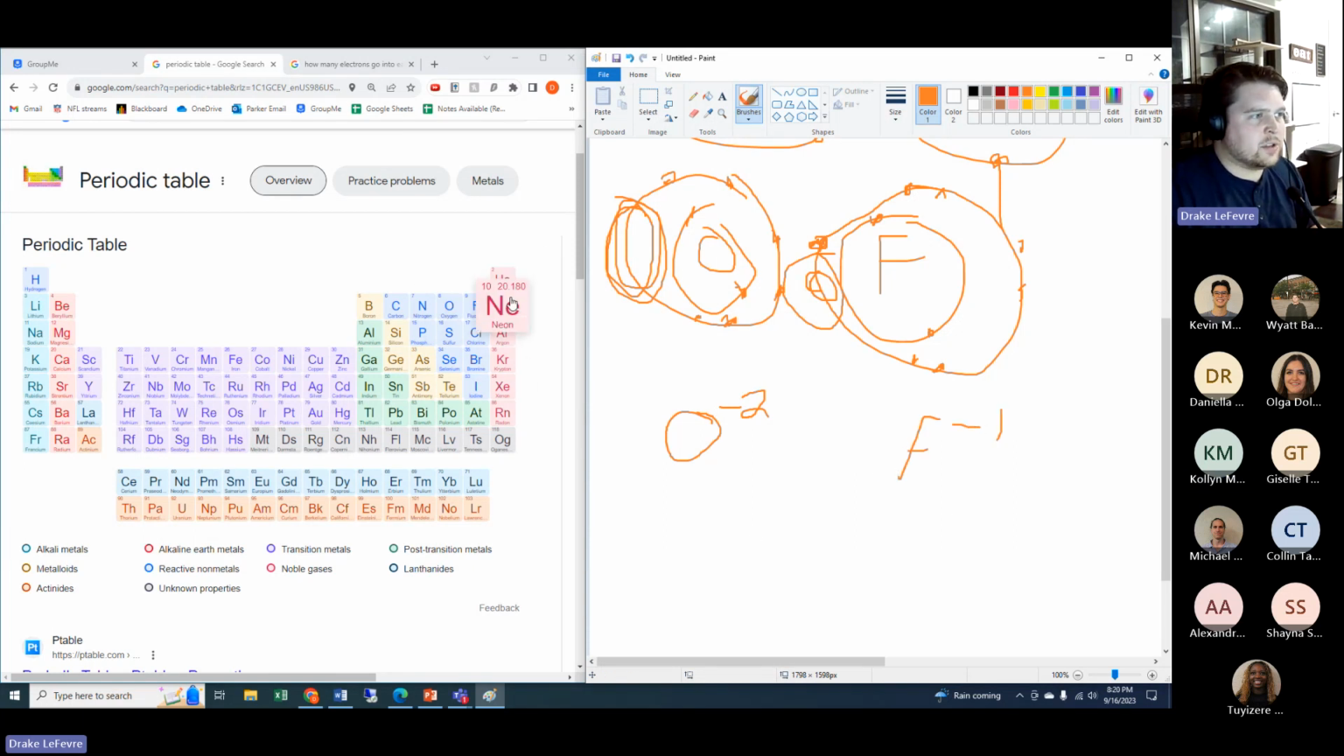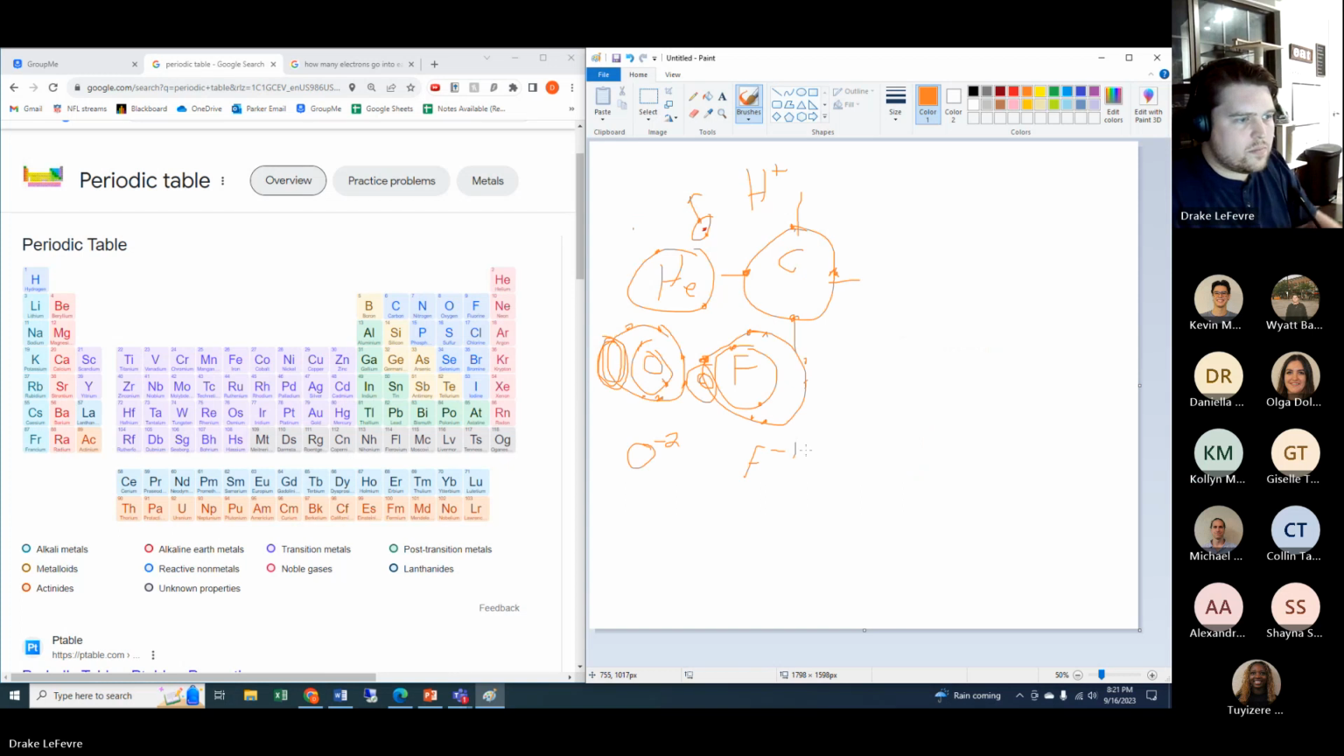And that continues down as well. So fluorine is a -1, chlorine is a -1, bromine is a -1, oxygen is -2, sulfur typically is -2, selenium is -2, and so on. Any questions about all of this so far?